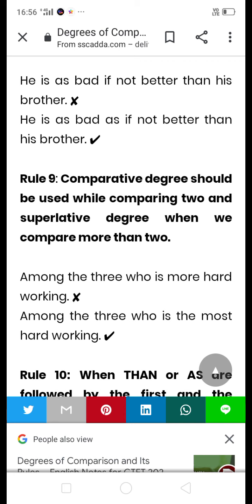See, among the three, who is more hard working? But here, among the three, who is the most hard working? It means it is a superlative form. Superlative. Among the three, who is the most hard working? Here we are using most, which means superlative.